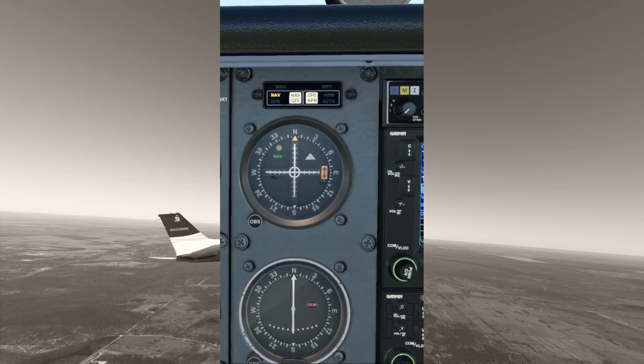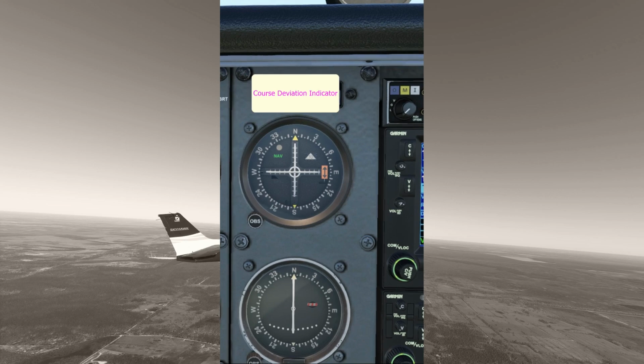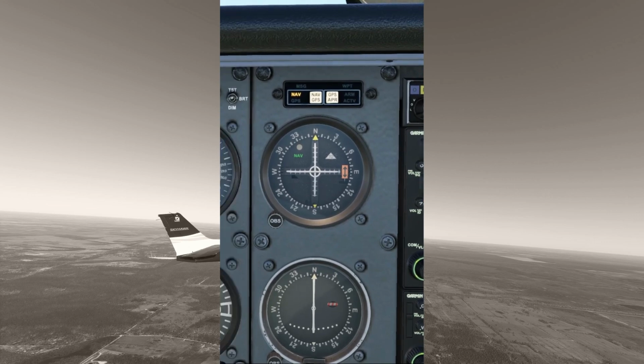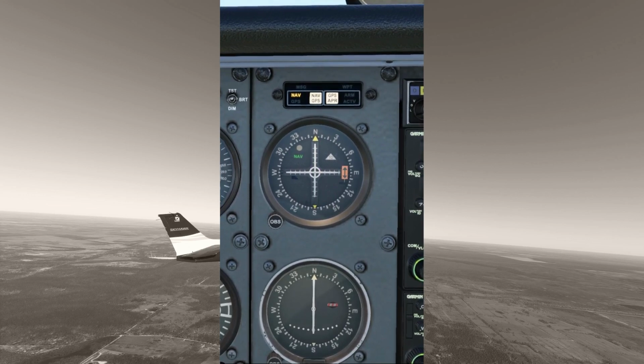We know that we're on the radial because this vertical line here, called the CDI, or the course deviation indicator, is centralized. Now, if it wasn't centralized, then we would know that we weren't on the radial, and we can actually tell how far we are off the radial by using this circle here and these progressive dots that come out to the left and right of the circle. So if the CDI is on the edge of the circle, that indicates that we're 2 degrees off of the radial that we want to be on, and each further successive dot is another 2 degrees.